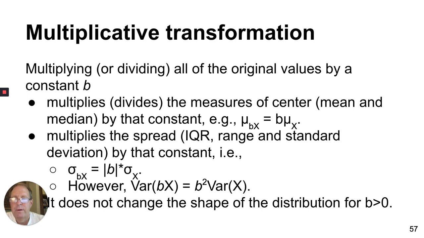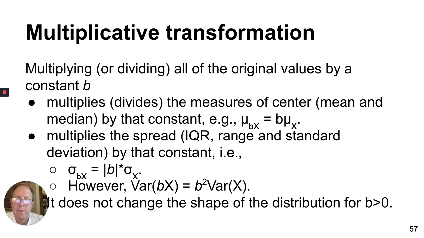However, the variance of the transformed variable bx is equal to b squared times the variance of x. I'm going to go back to standard deviation. The standard deviation of the transformed variable bx is equal to the absolute value of b times the standard deviation of x. Why do you suppose it's important that b is greater than 0?